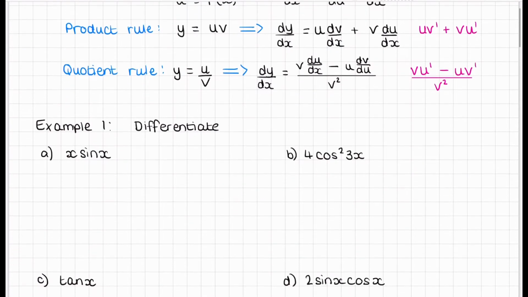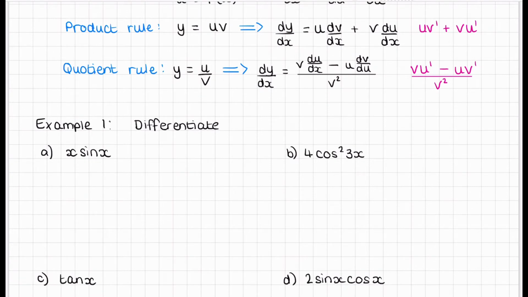First example, differentiate x sine x. So if we have a look here, we should be able to see we need to use the product rule because we have one thing with x multiplied by something else with an x in it. Therefore, it's a product rule. In our product rule, the way I like to do it is make a u and a v. So u would equal x and v will equal sine of x.